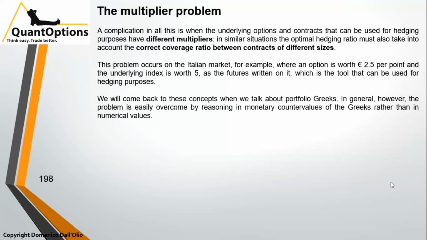A complication in all this is when the underlying options and the contracts that can be used for hedging purposes have different multipliers. In similar situations, the optimal hedging ratio must also take into account the correct coverage ratio between contracts of different sizes. This problem, for example, occurs in the Italian market, where an option is worth 2.5 euros per point. The underlying index is worth 5, as the future is written on it, which is the tool that can be used for hedging purposes. And we will come back to this concept when we will talk about portfolio Greeks.